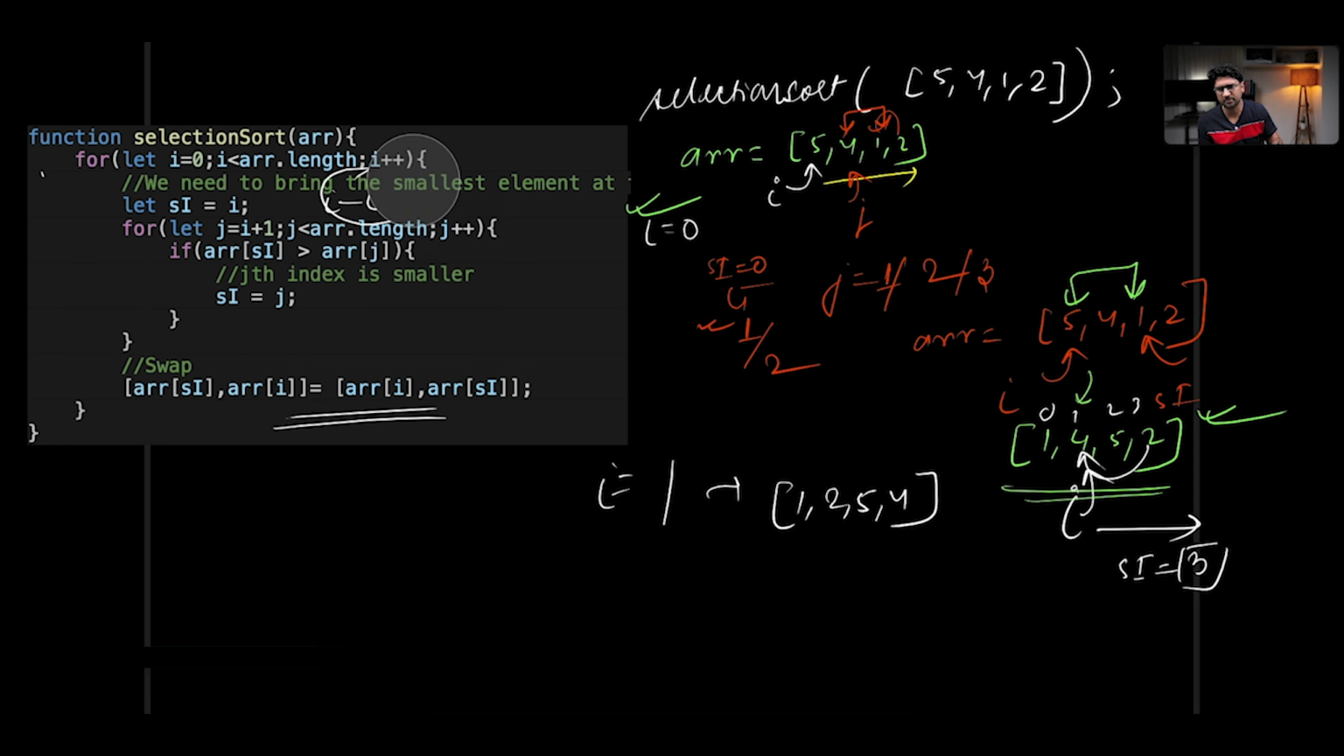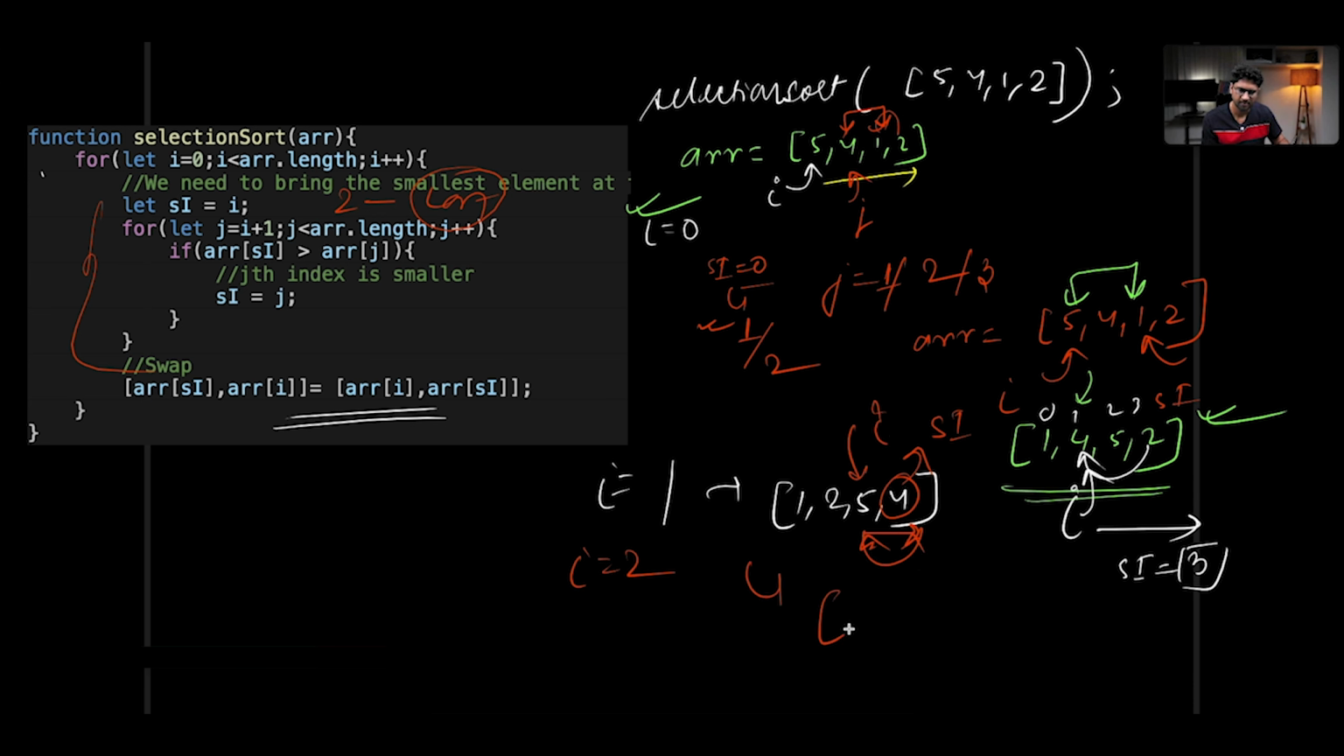Third time again what happens? Again this outer for loop runs. Third time I value becomes equals to 2. So now from the 2 till last, so what is the 2 index? From here till here I have to find the smallest element in this. Smallest is this. So Si value is pointing to this. I value is pointing to this. So I have to go and swap this. So this becomes 1, 2, 4, 5.